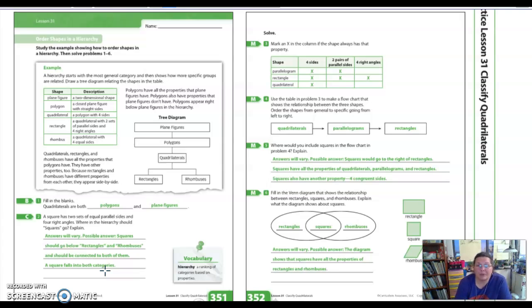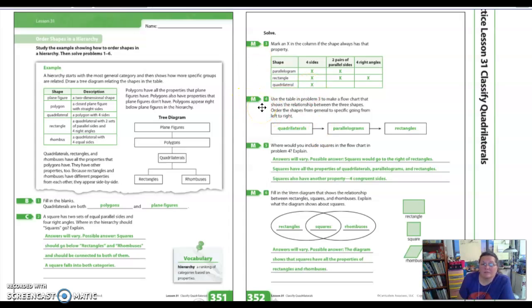Let's look at number 3. Mark an X in the column if the shape always has that property. So parallelogram has 4 sides, 2 pairs of parallel sides. A rectangle has 4 sides, 2 pairs of parallel sides, 4 right angles. And a quadrilateral has 4 sides.